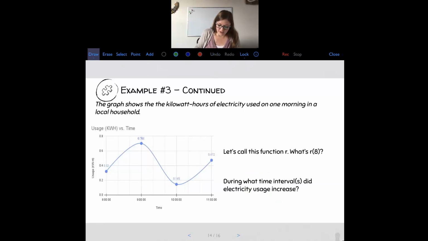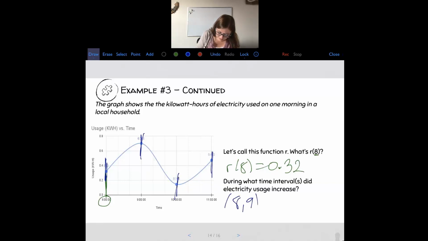Let's call this function r. What's r of 8? So 8 is in the input position, so we are looking for 8 on the horizontal axis and finding the corresponding y value, if we want to think of it that way, or the corresponding usage. So r of 8 is 0.32. And then it's asking during what time intervals did electricity usage increase. So we increased from 8 a.m. to 9 a.m. and then again from 10 a.m. to 11 a.m. Okay, and remember these are written as intervals with parentheses.